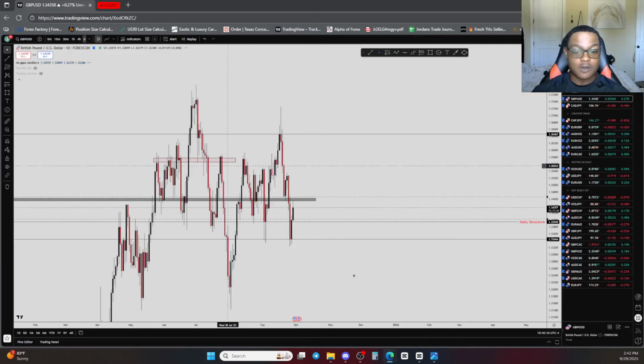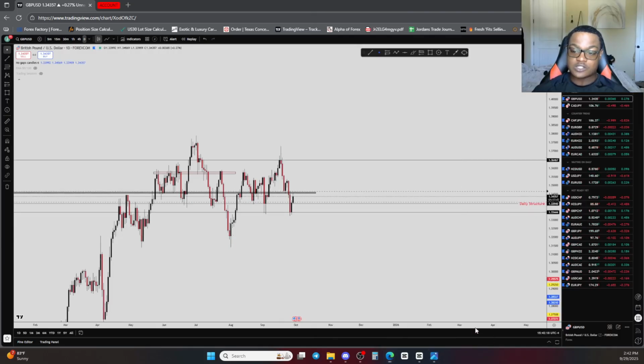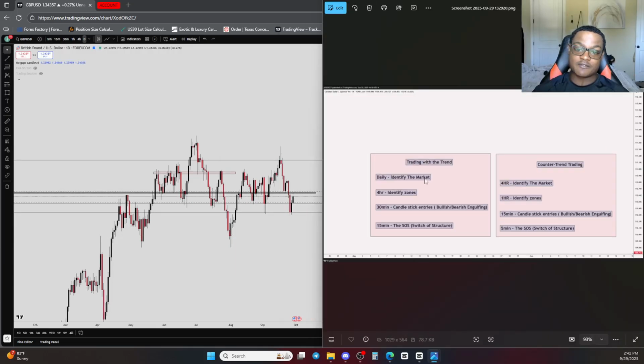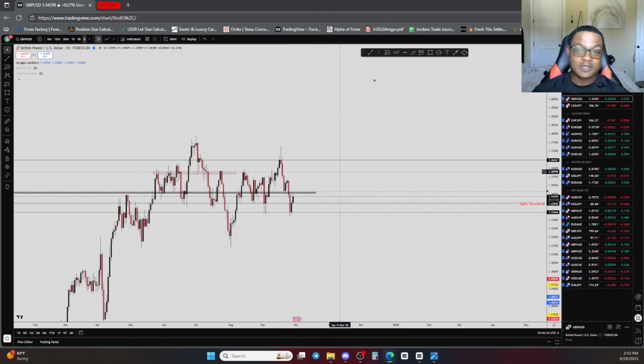So starting off on the daily time frame, like we just talked about, our job is to identify the market. This is the flow of the trend. Why? Because I'm about to show you. On the daily time frame, you can see how the daily was in this bearish trend. We then went bullish due to the breakout of these lower highs, and price has now gone back bearish, breaking out of these higher lows. We now have our lower high, we have our breaker structure, and now we have our lower low.